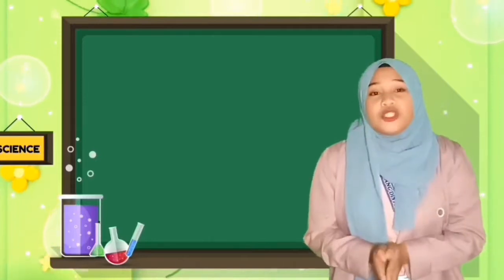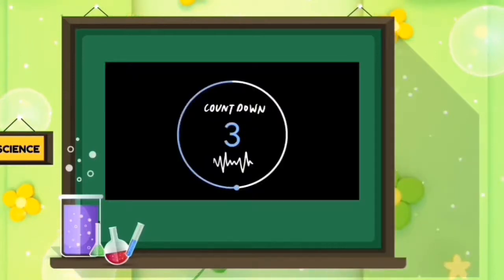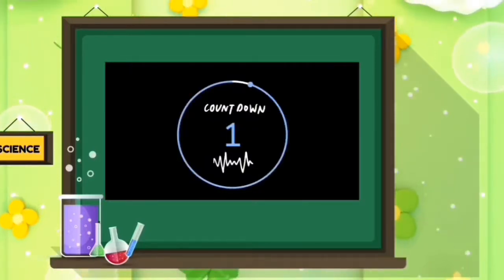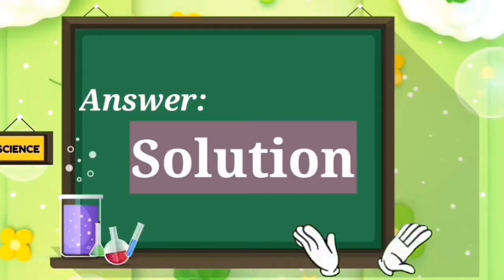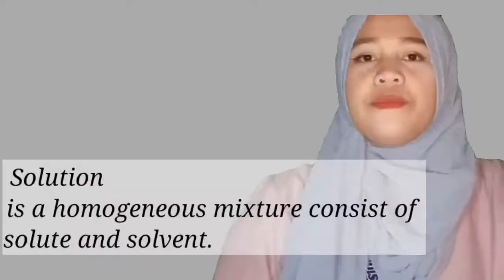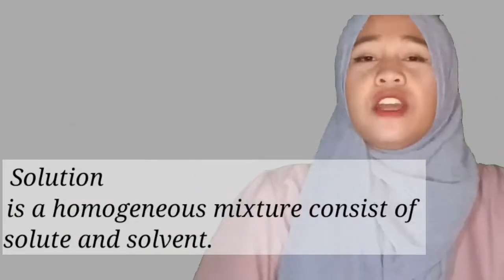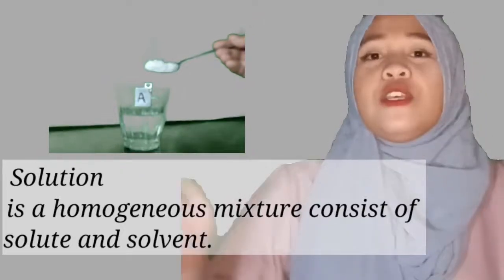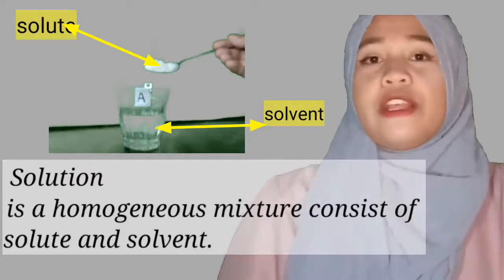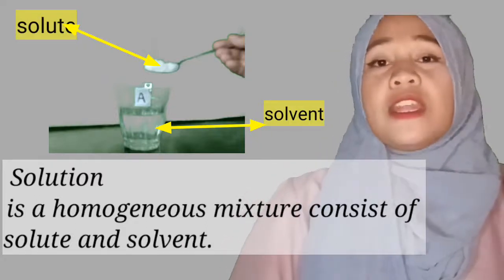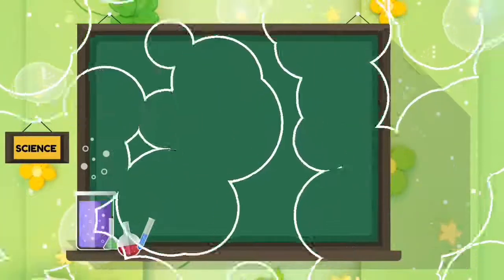What do you call the mixture of salt and water? The answer is solution. Solution is a homogeneous mixture. It consists of solute and solvent. Solute is the one being dissolved, while the solvent is the one that will dissolve the substance.